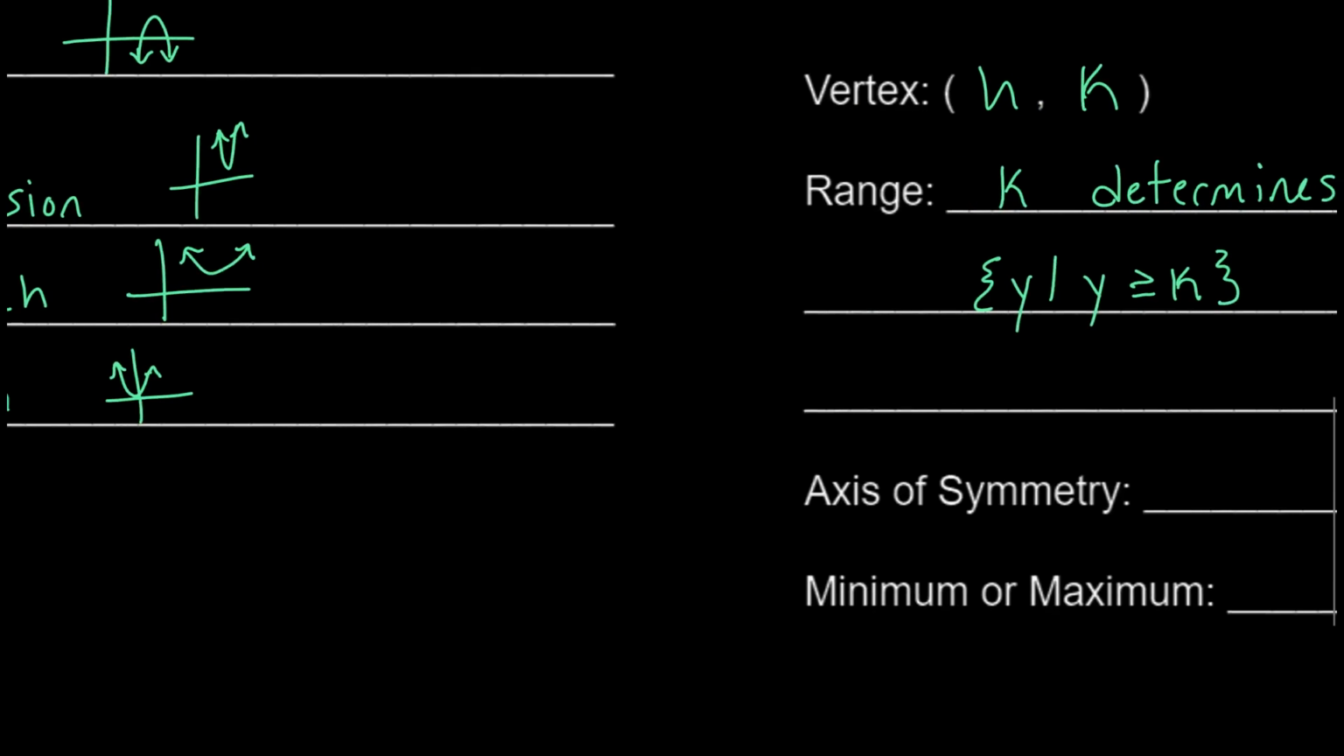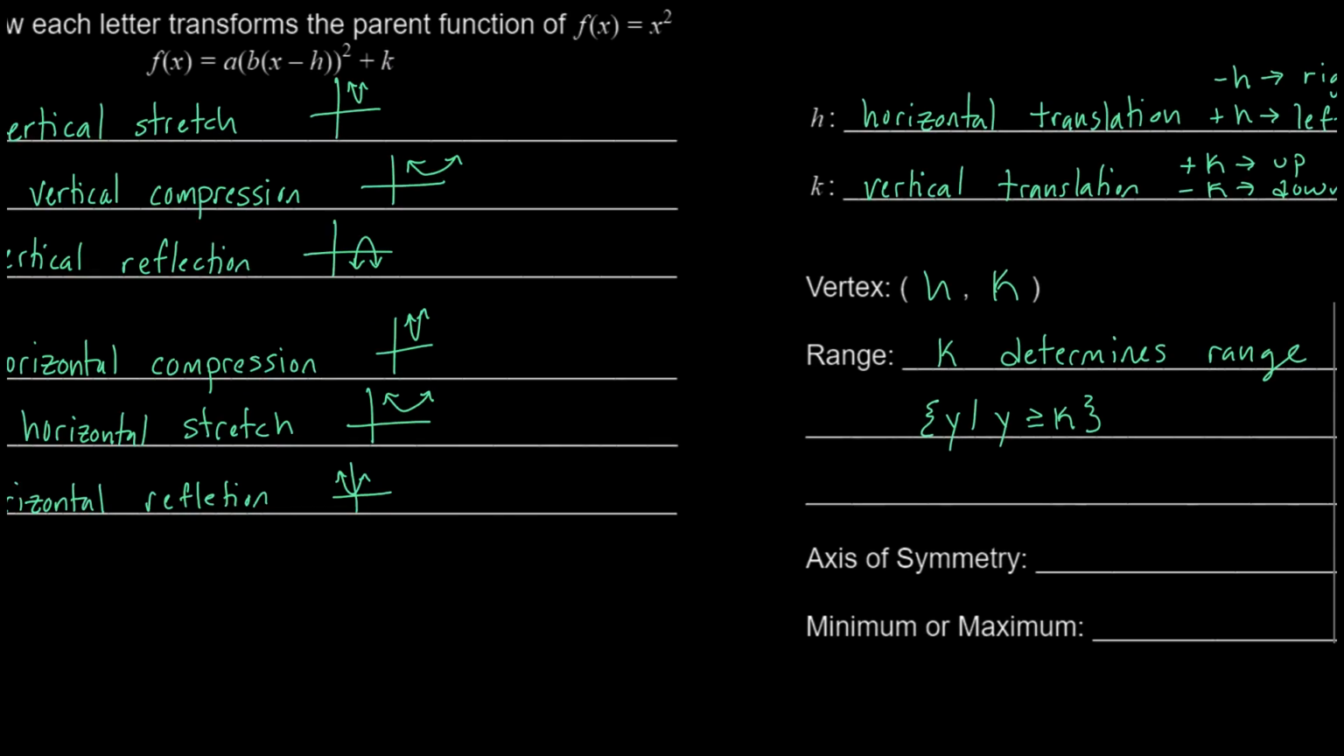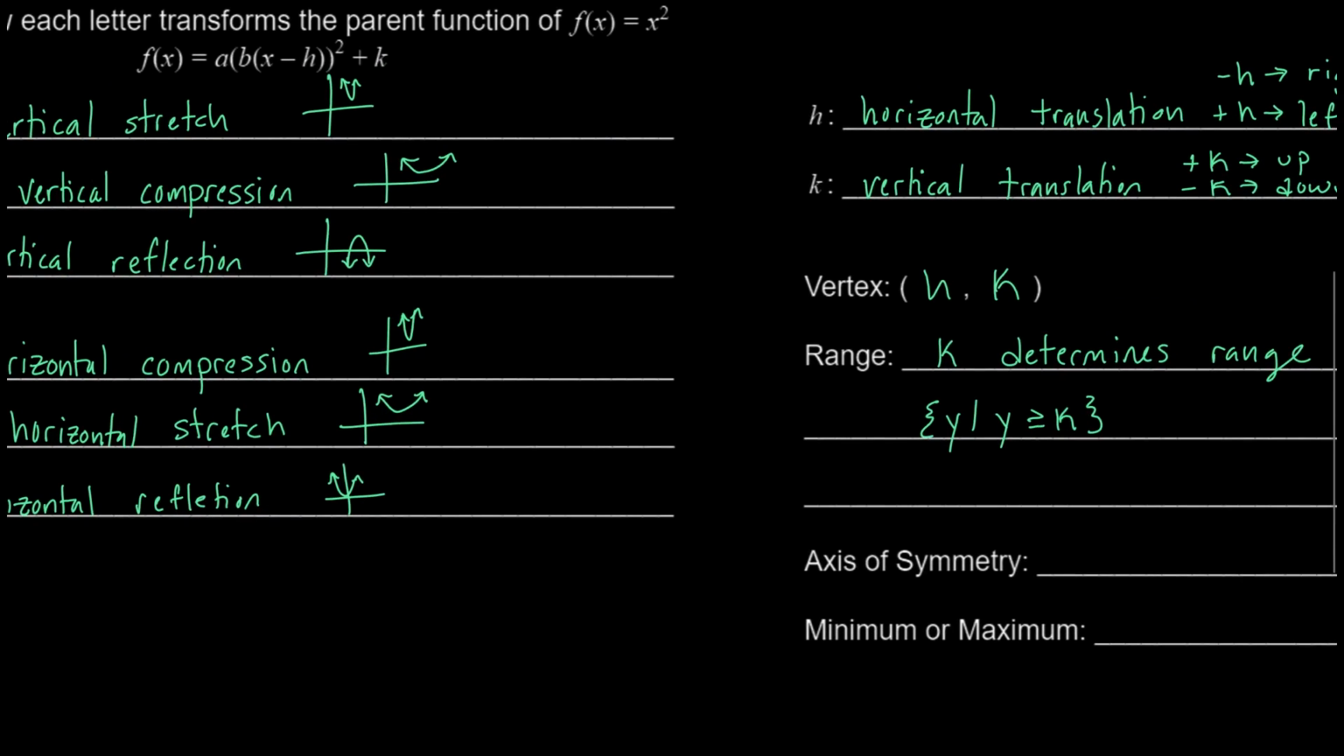Axis of symmetry. Where is the axis of symmetry in terms of H and K? X equals H. X equals H. Why is it asking minimum or maximum? Oh, the minimum or maximum would again be HK because it is the vertex, right?